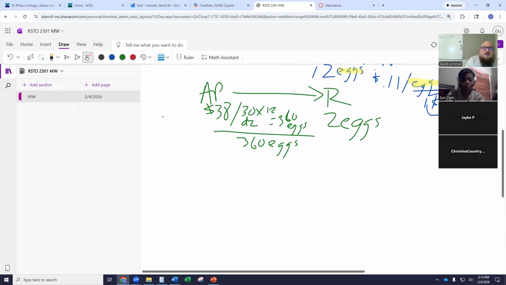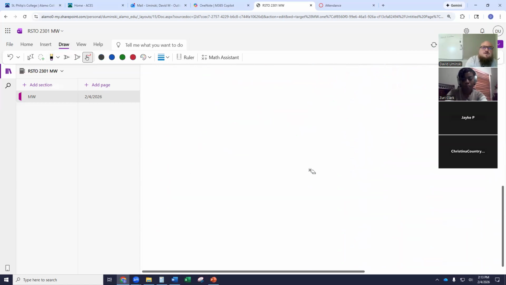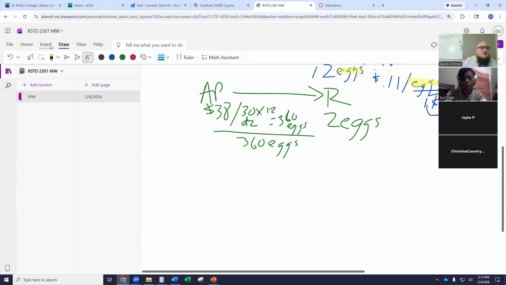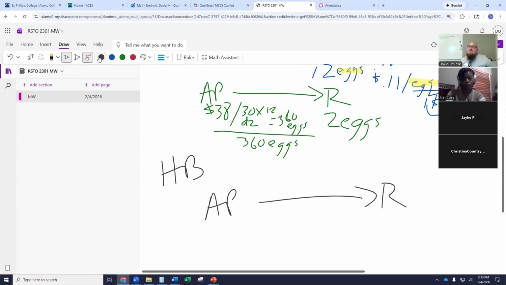Erase this so I don't get confused. As I go through here, I like to change colors. So if you have a blue pen or a black pen, I like to change them so that it kind of keeps them separated. AP to recipe, we always start with the AP to recipe. I like to draw that line pretty long because it allows you a lot of space to go in between, okay?